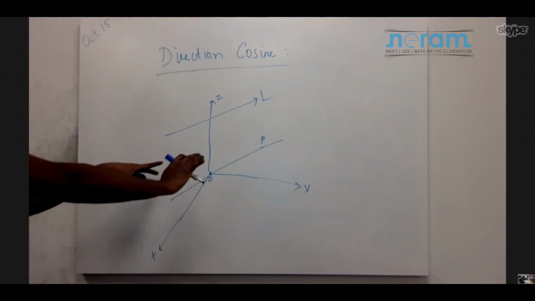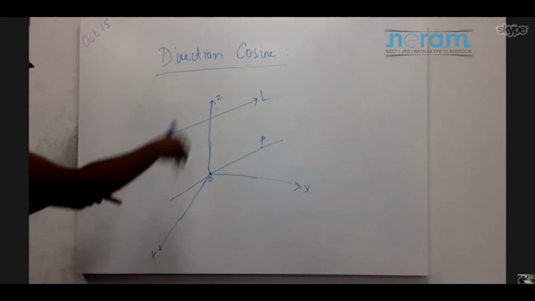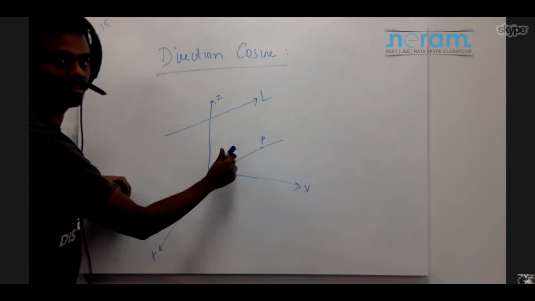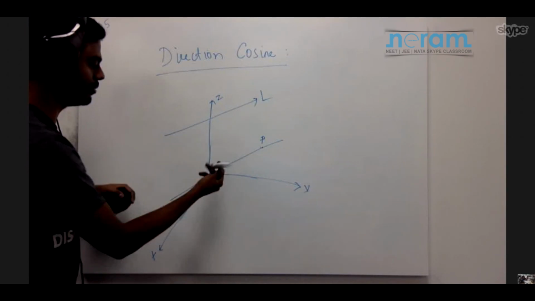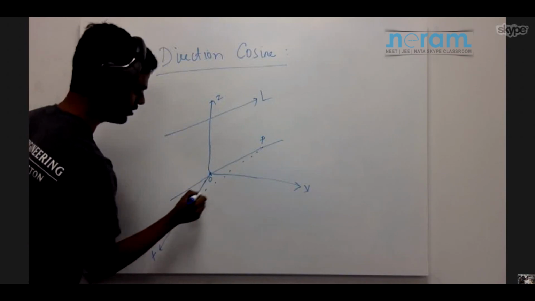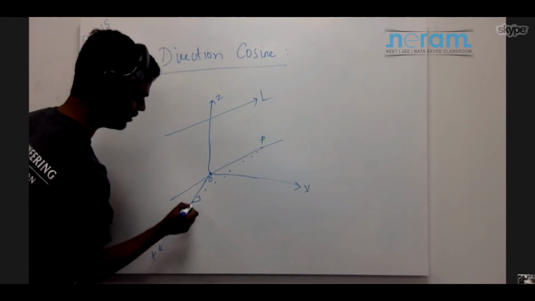But actually it's in 3D, so it will be different. It's not 2D. So since it is in 3D, assume this is actually coming out this way, like coming out from inside like this. So you're trying to draw a perpendicular. The perpendicular meets at point A.